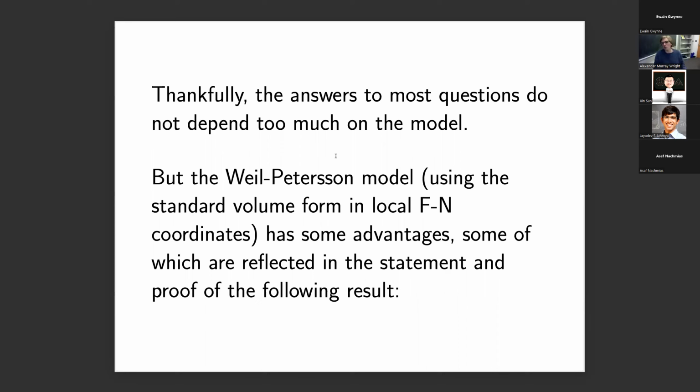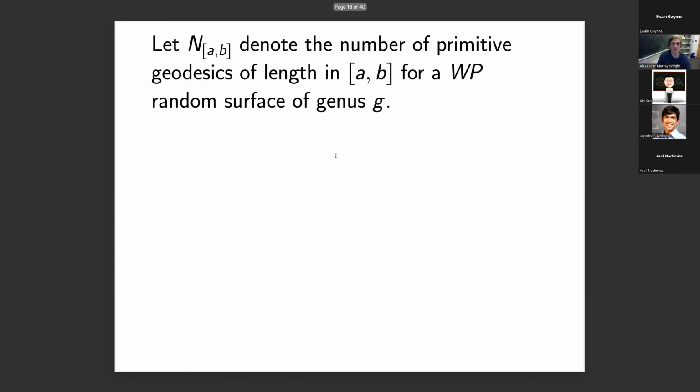Anyways, I hope to really show you, though, that there are some advantages to the Weil-Petersson model. So the Weil-Petersson model is just when you pick uniformly at random according to this Lebesgue measure in local Fenchel-Nielsen coordinates. It really has some advantages in naturality and beautiful statements. And I just want to show you one statement that maybe reflects some of the beauty of this model.